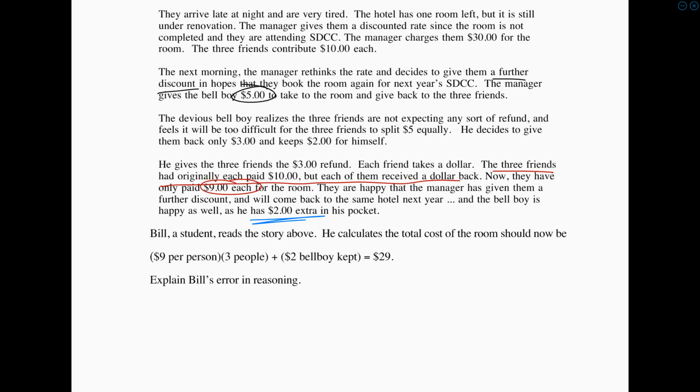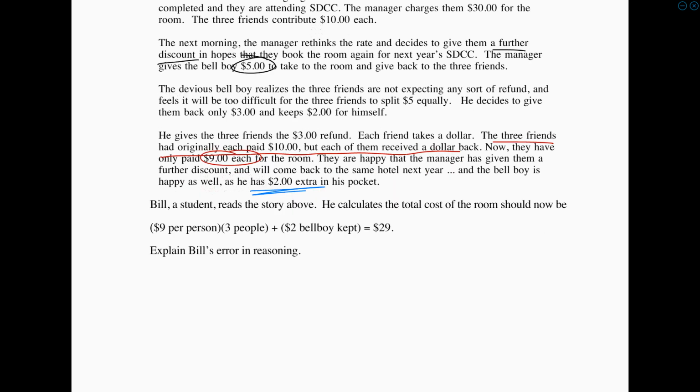Does anyone think they see through the trap? It might be worth thinking through what operations we're doing here. Is it reasonable to go $9 per person times 3 people? That seems reasonable to me. And did they then add $2 to the bellboy? No, they didn't. The bellboy took $2. So if we have $9 per person times 3 people, $27 minus the $2 the bellboy kept, aha, is $25, which is actually what was paid.